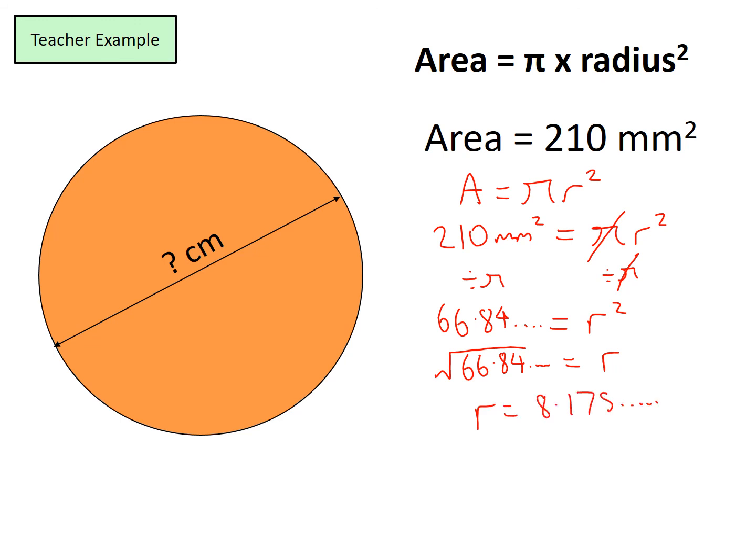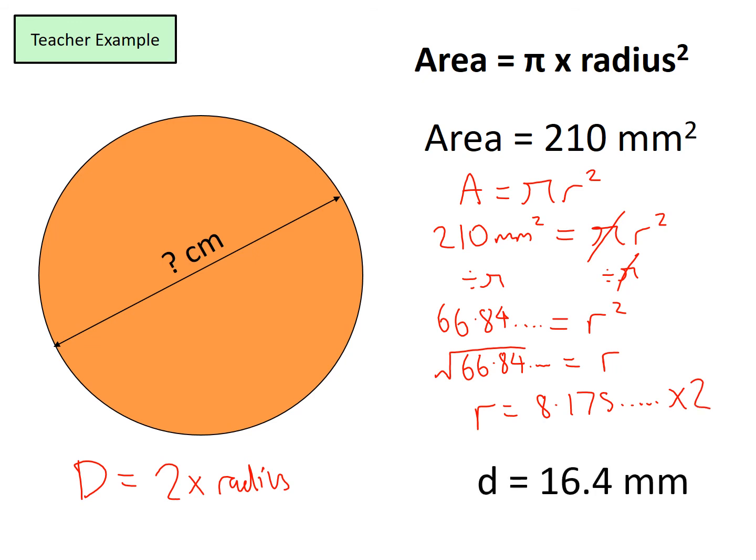8.175, etc. But remember, diameter equals 2 times the radius, so we need to multiply this radius by 2. You should therefore get an answer of 16.4 millimeters, not squared, because we're not trying to find the area, we're trying to find the diameter.